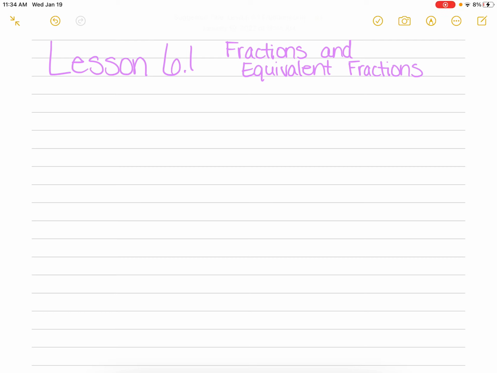Hello students, today we're doing 6.1 on fractions and equivalent fractions. This whole chapter is on fractions, so you will be going through a lot of fractions in the next couple of weeks, and it's going to link back to our chapter 5 that we did also. Okay, so let's start by looking at some fractions and showing you some equivalent fractions.